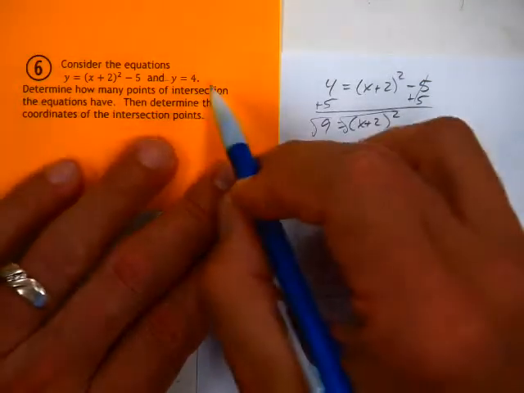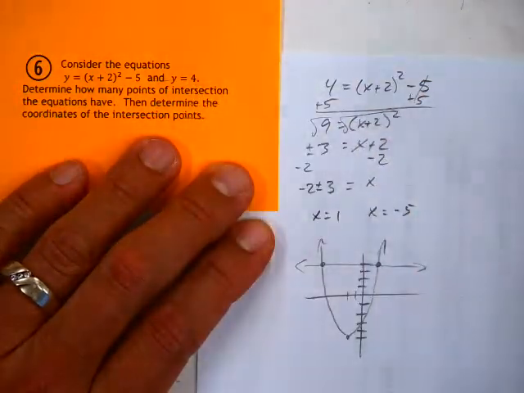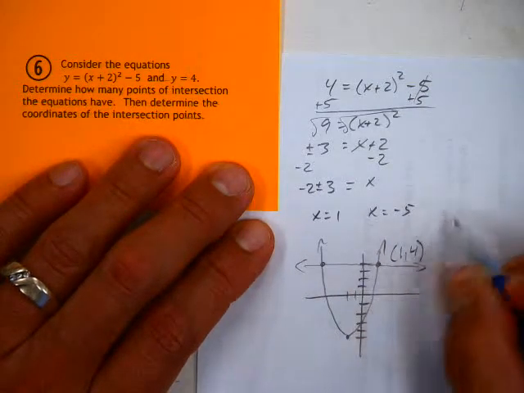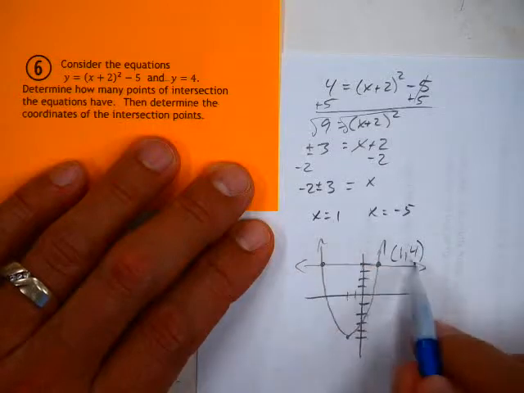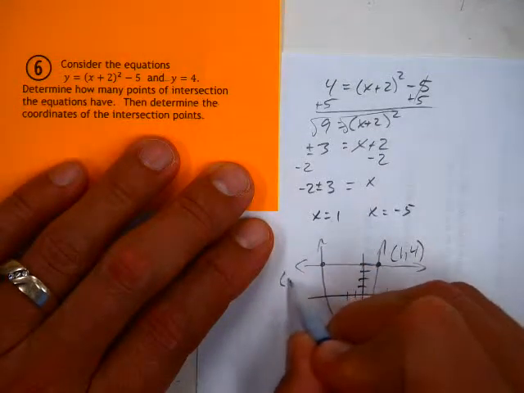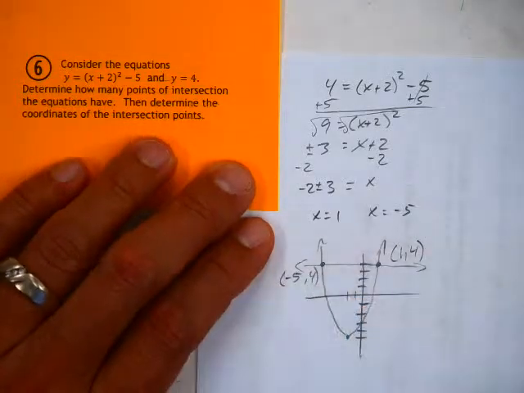So we go back and remind ourselves that y is the 4, and that's what we plugged in. That would mean this point here is (1, 4). It's the one where I found my x value, but the y values are all going to be 4s. And over here, this is going to be (negative 5, 4). Those are the 2 solutions.